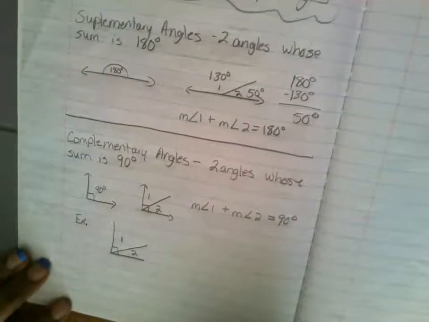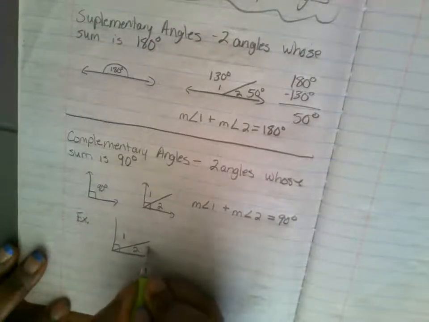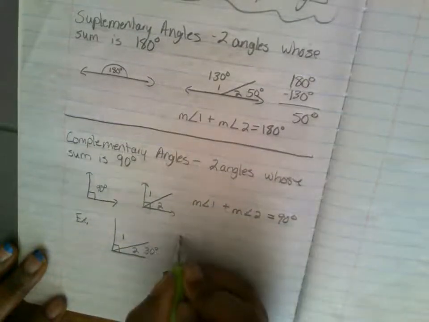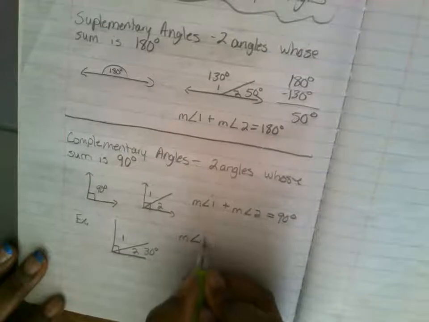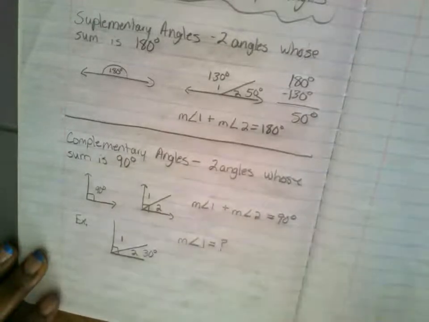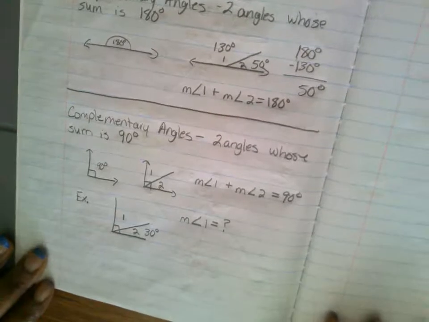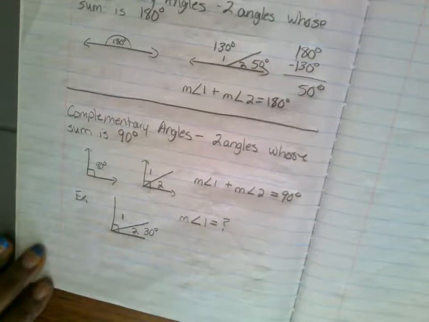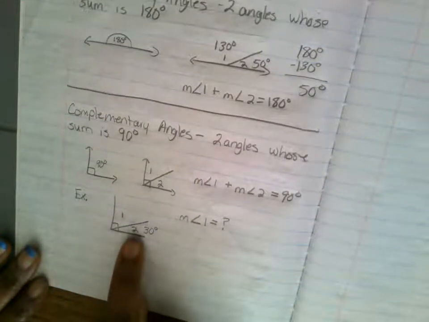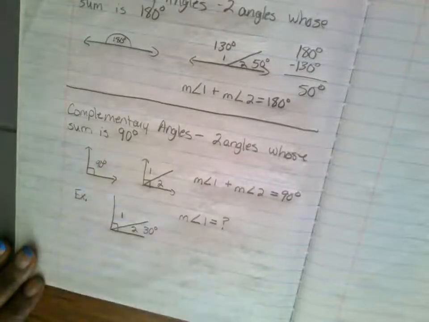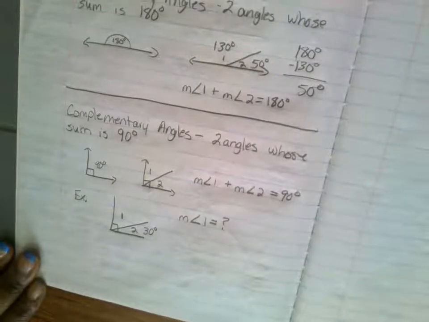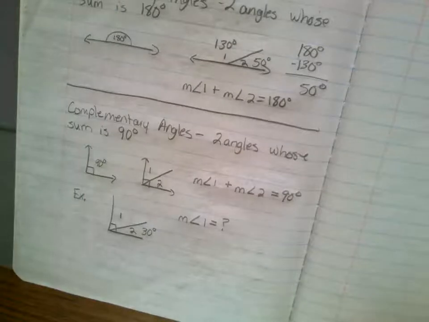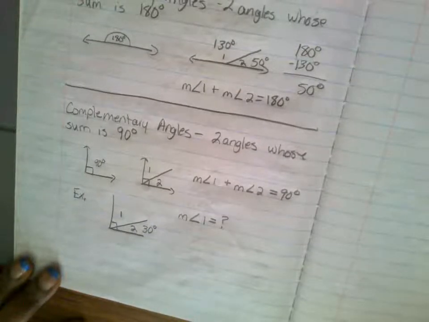I'm going to tell you that angle 2 is 30 degrees. What would the measurement of angle 1 be? If the measurement of angle 2 is 30 degrees, what would the measurement of angle 1 be? I think I said that backwards, so I'll repeat it again. If the measurement of angle 2 is 30 degrees, what would the measurement of angle 1 be? Anybody got any ideas? Very good. How did you get that? Great job. What did you do?